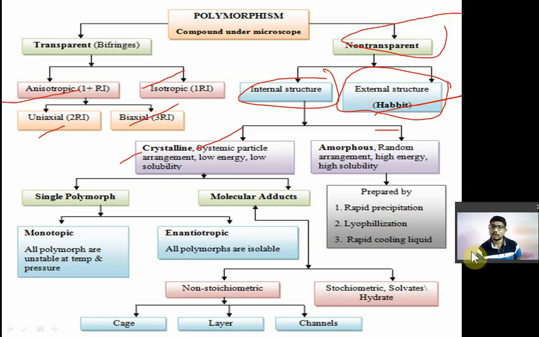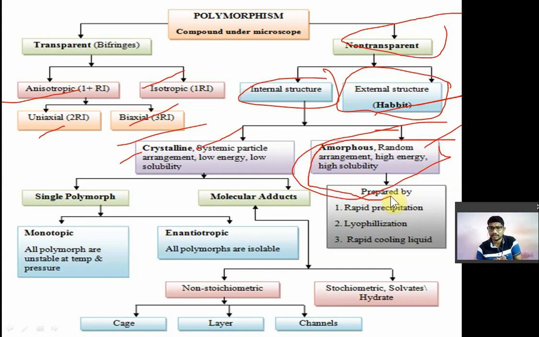Another form of internal structure is nothing but the amorphous. Okay, amorphous means what? This form has random arrangement of particles in the crystal lattice, and that's why it has a very high energy and a very high solubility. तो यहाँ पे देखो amorphous का solubility ज़्यादा रहता है, crystalline का कम रहता है, क्योंकि crystalline में सिस्टमिक अरेंजमेंट रहता है पार्टिकल का और उसका एनर्जी लो रहता है. लो एनर्जी मतलब लो सॉलिबिलिटी. यहाँ पे एनर्जी हाई रहता है. यहाँ पे रैंडम अरेंजमेंट होता है और एनर्जी हाई रहता है. दैट्स व्हाई हाई सॉलिबिलिटी.